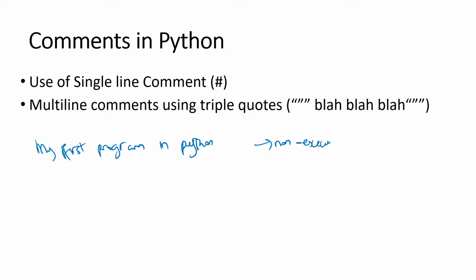Non-executable. We don't want the interpreter to execute it. Executable. Okay. So what can we do now? Either, since it's in one line, we use hash. The hash symbol is used for single-line comments. Then for multi-line comments, yes, you can use those triple quotes which you saw.